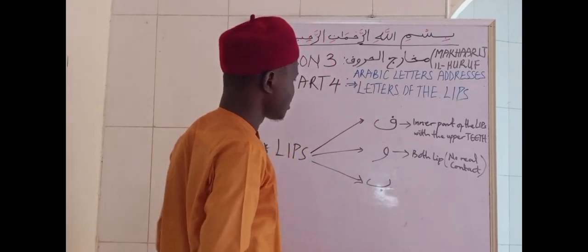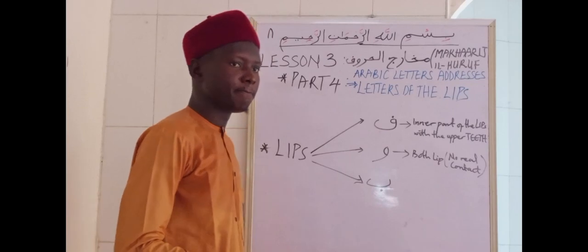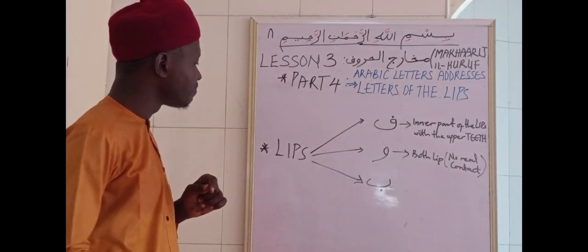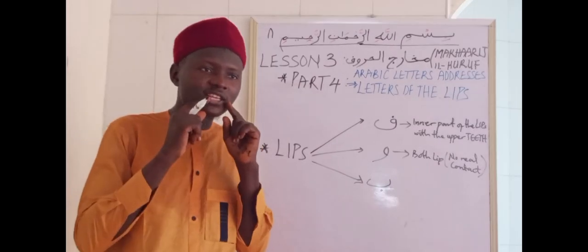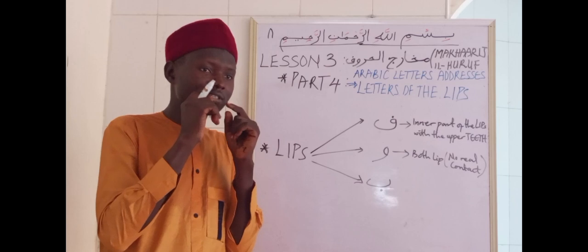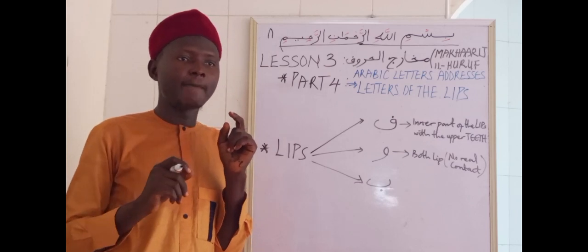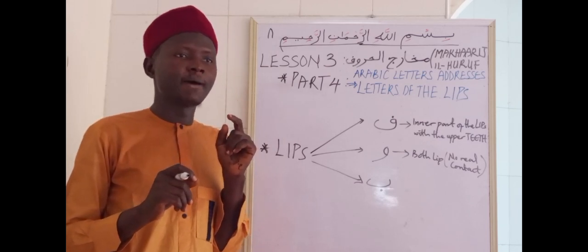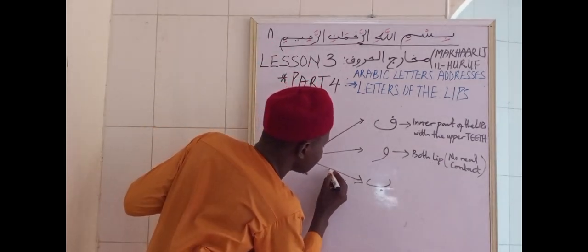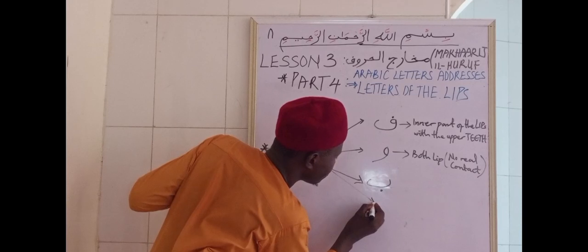The next one is Ba. If you look at Ba, it is both lips, but this time around there is contact between both lips. I'm going to categorize Ba and Mim together, which is the final one.